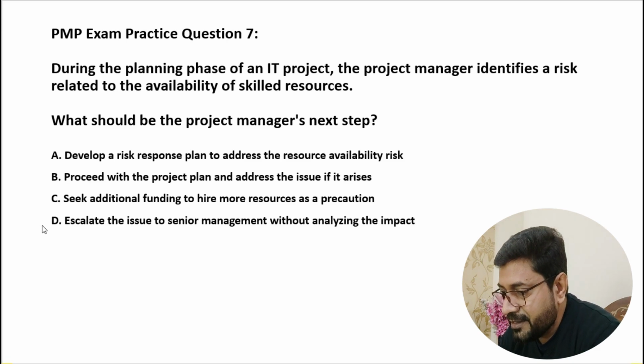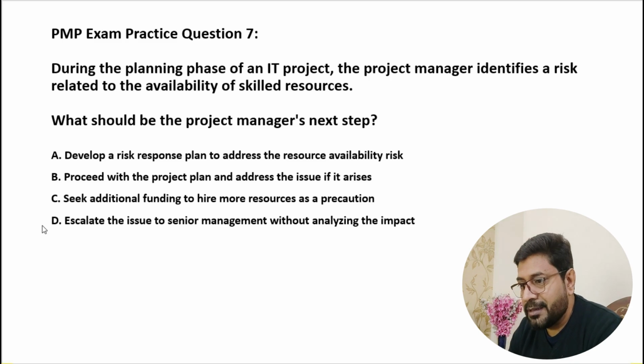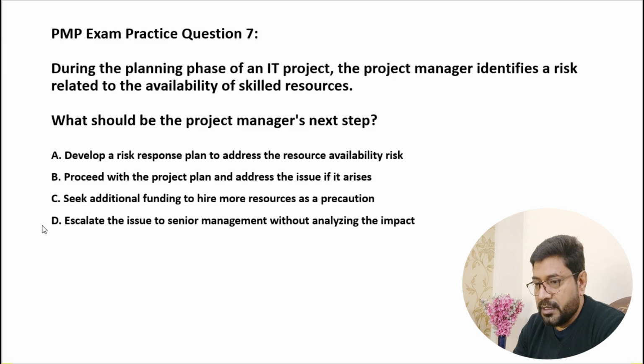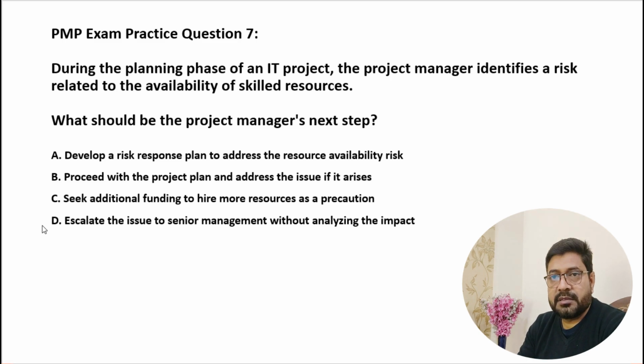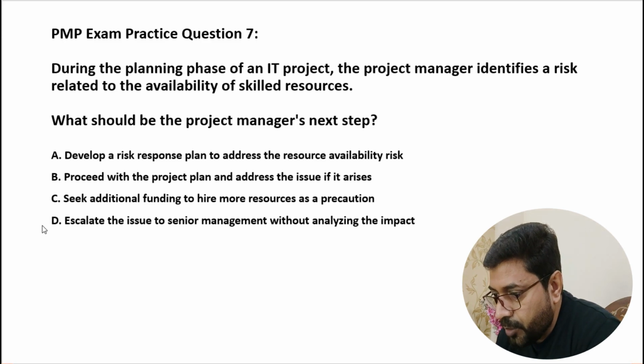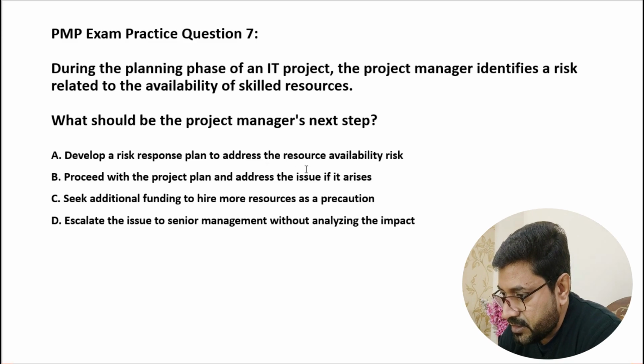Now let's understand the question in simpler language. So it is an IT project and we are in the planning phase. The project manager has identified a risk related to skilled resources availability. If that happens, what should the project manager's next step be? So option A says develop a risk response plan to address the risk.